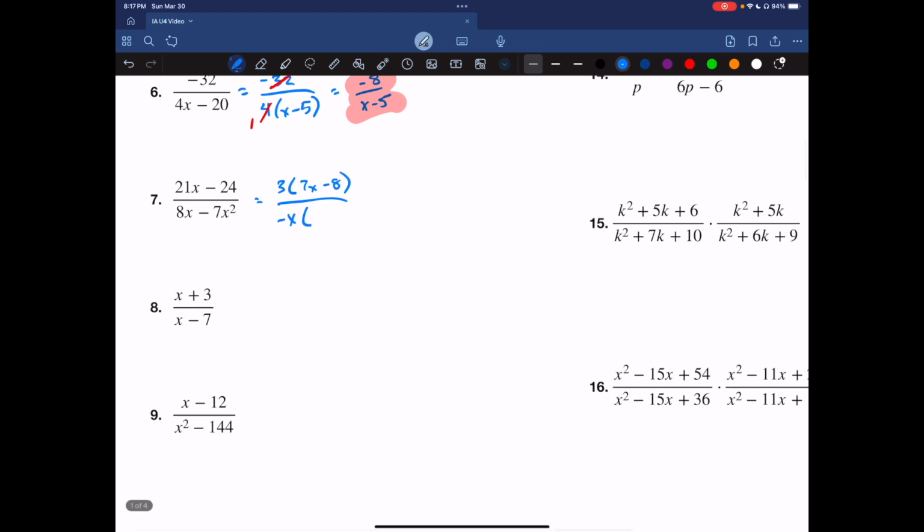And so when I take out a negative x, I get 7x minus 8 to show up, which means this is going to fall out, and I'm left with 3 over x. And remember, if this is a simple fraction, then I can move that negative either at the top, out front, or leave it on the bottom. So it's really your preference. I'm just going to put it out front.